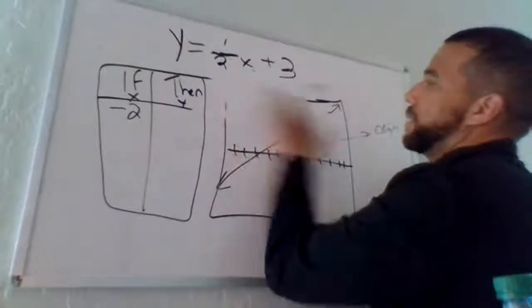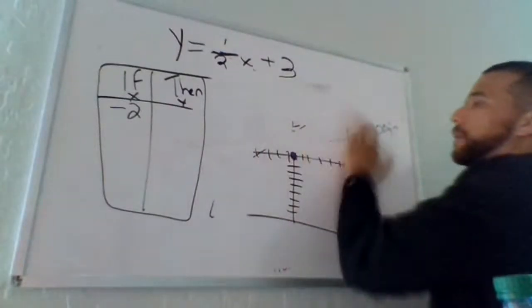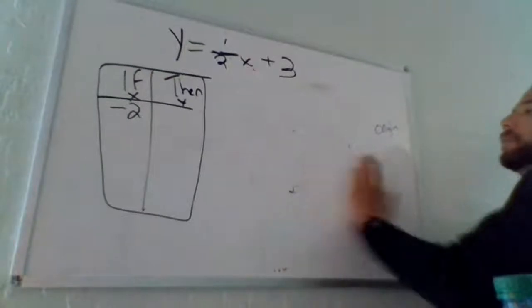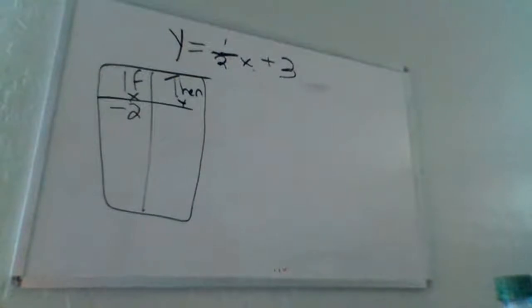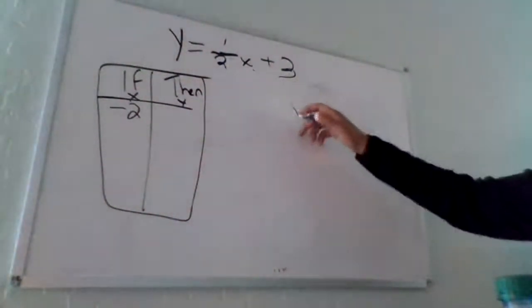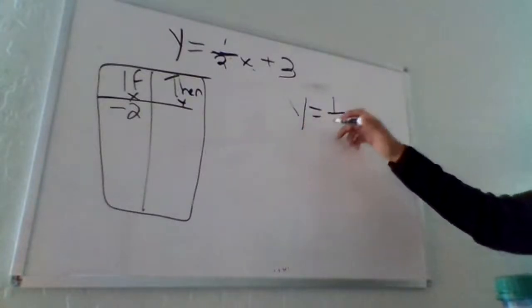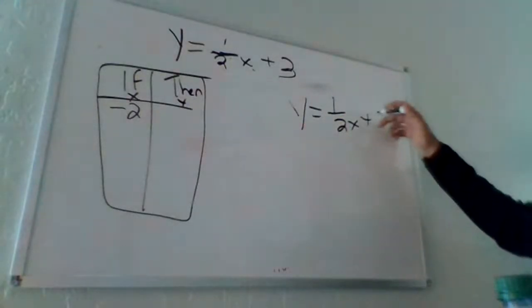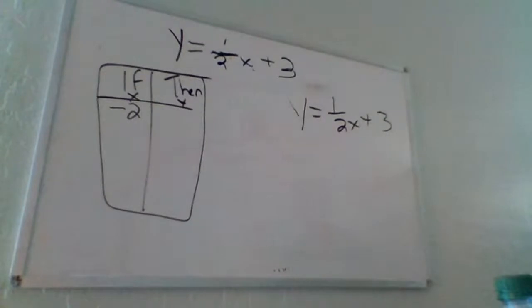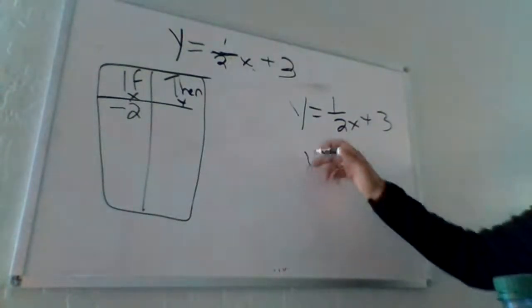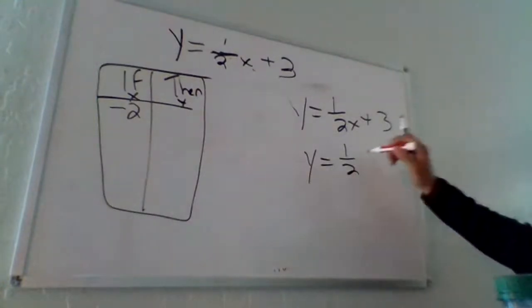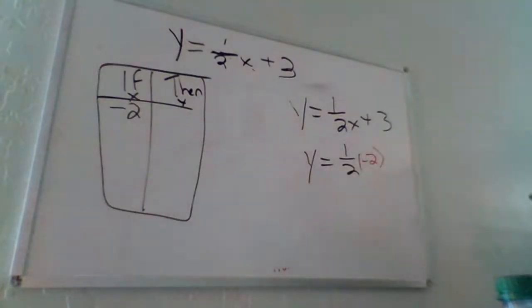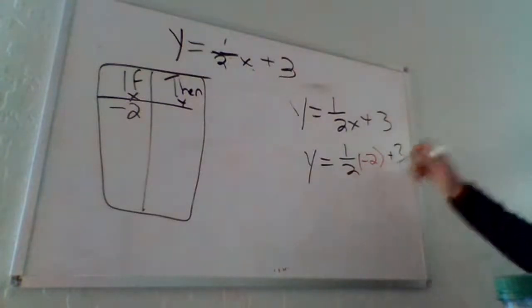I'm going to go ahead and erase this so we have some space. So we find the y equals 1/2 x plus 3, and then it told us x equals -2. So multiply by -2. So y equals, I'm going to plug that in, -2. Okay, so what do we do from here? Then plus 3.